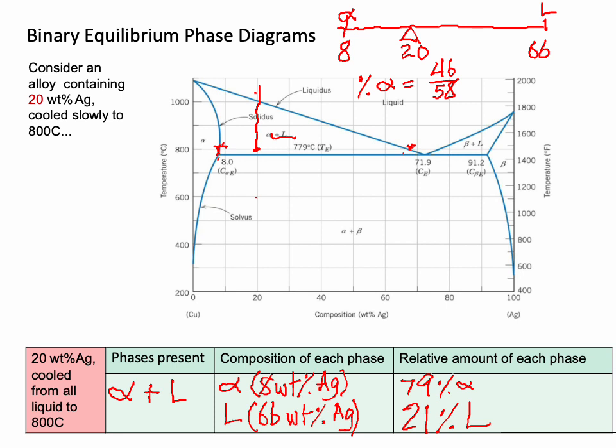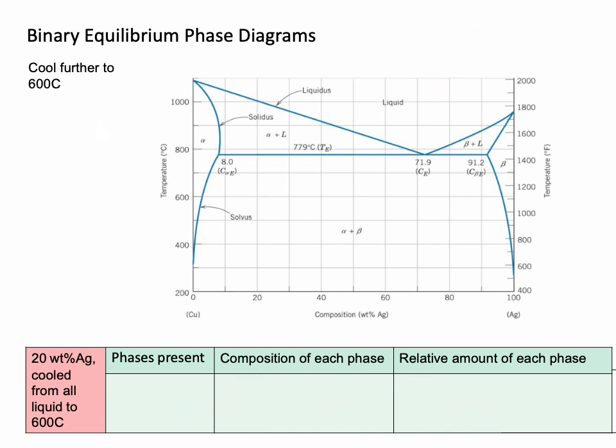And so now we'll cross to 600 degrees. So I've got my 20 weight percent silver alloy, and I'm at 600 degrees. And I want to know what phases are present. Well, now I'm in the two solid phase region. So the phases present are alpha and beta.